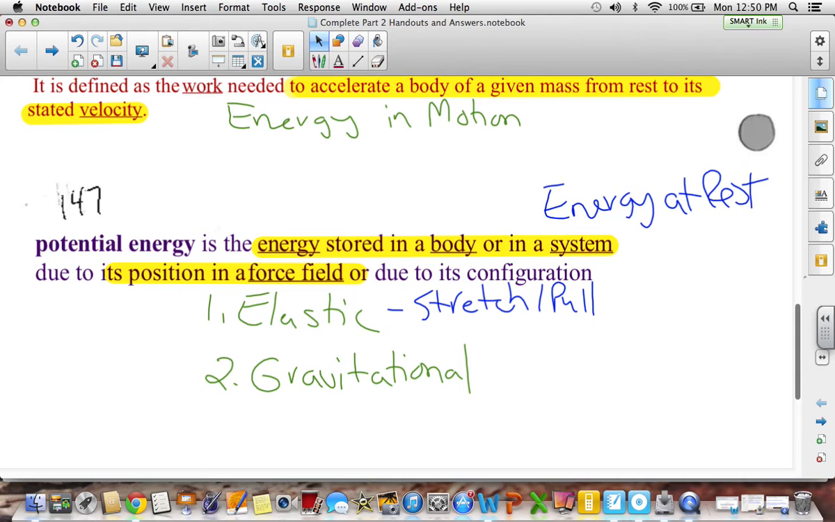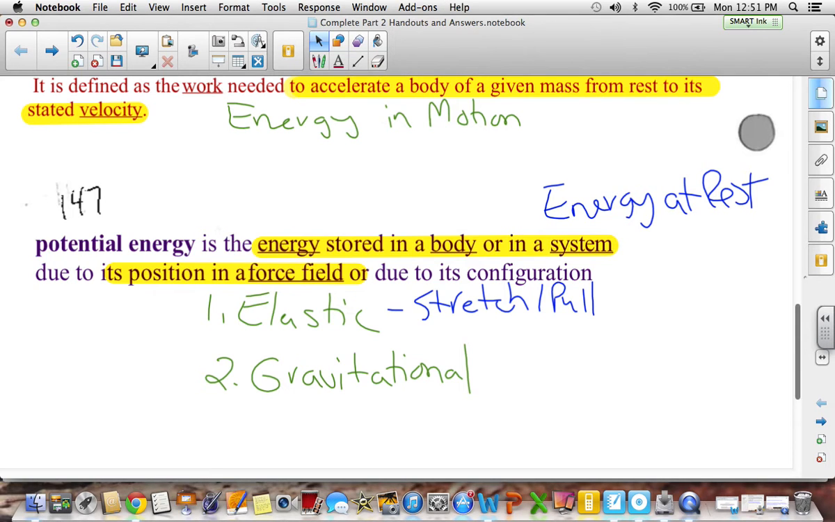Gravitational potential energy is where you hold something up, like the ball example. You hold a ball above your head, and you are putting gravitational potential energy into the system. As you let go of the ball, it turns from potential into kinetic energy as gravity pulls the ball down. So those are the two different types of potential energy, elastic and gravitational.